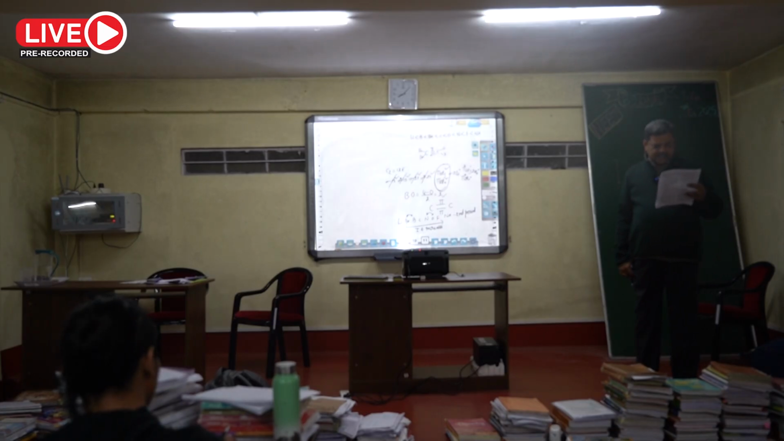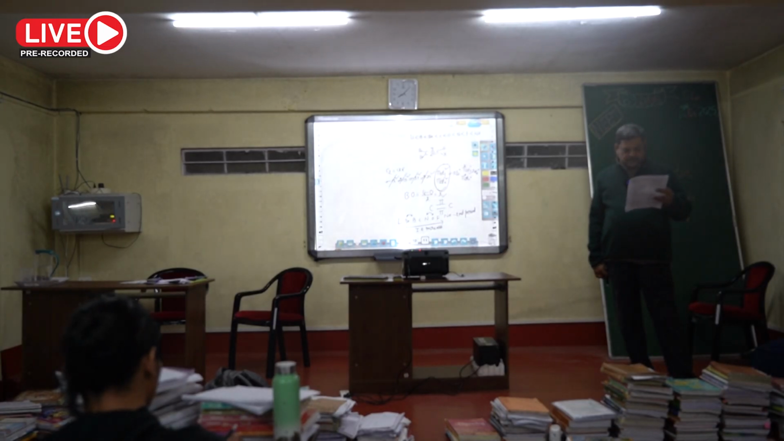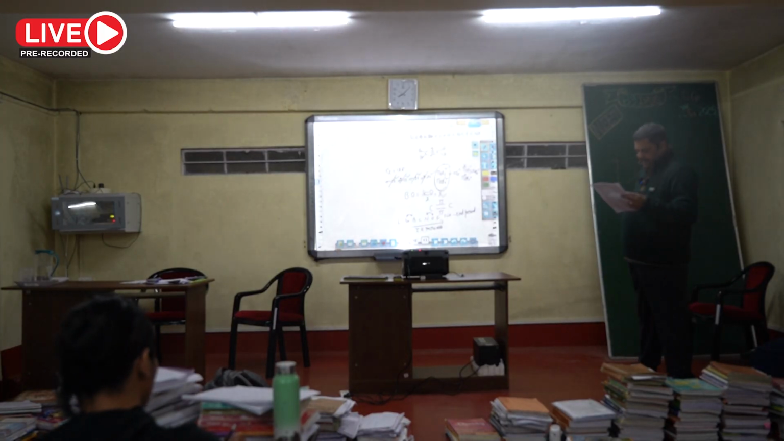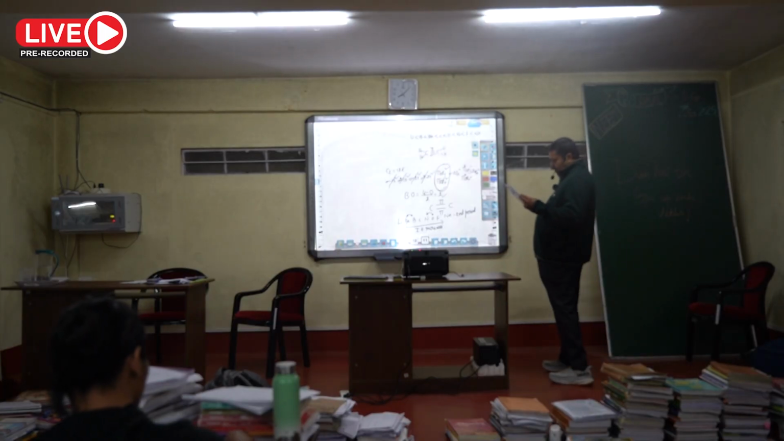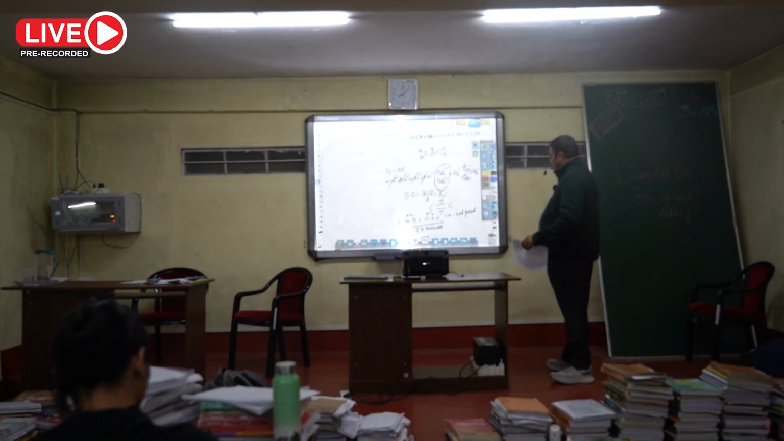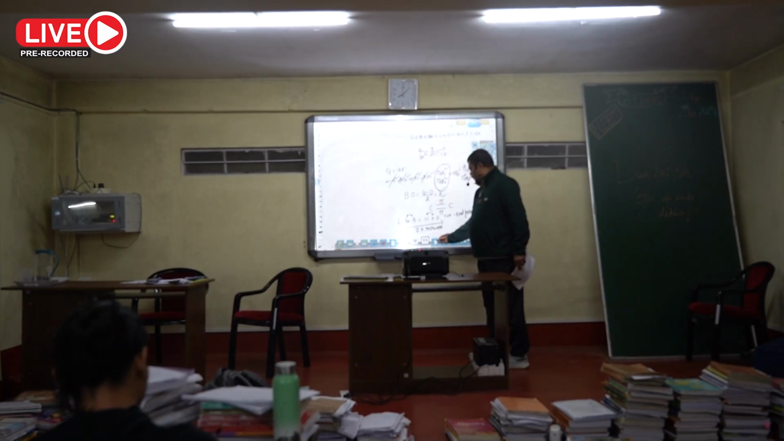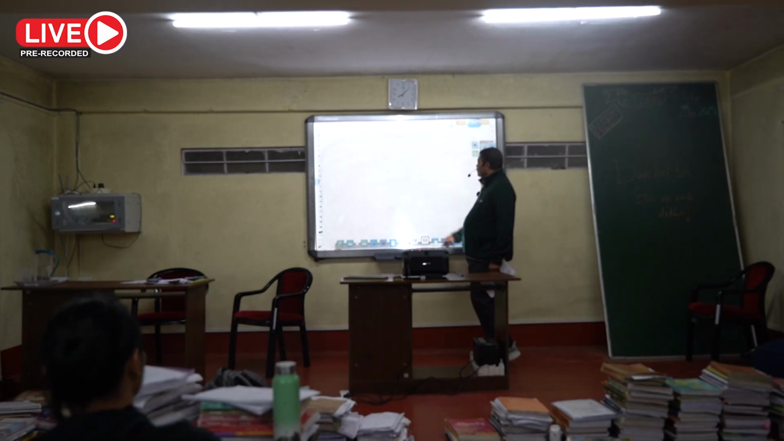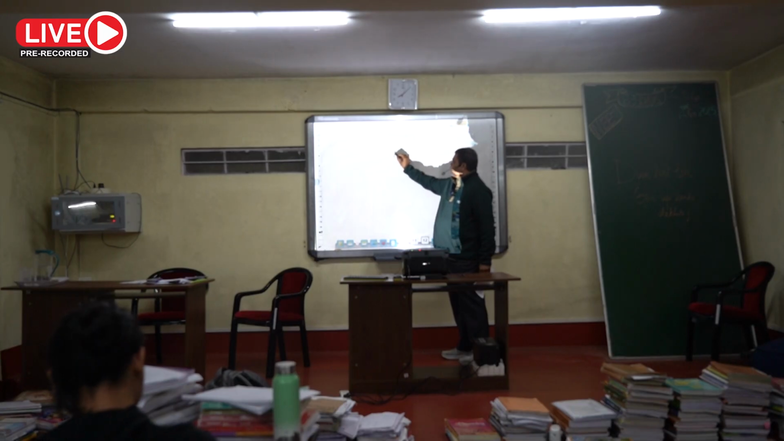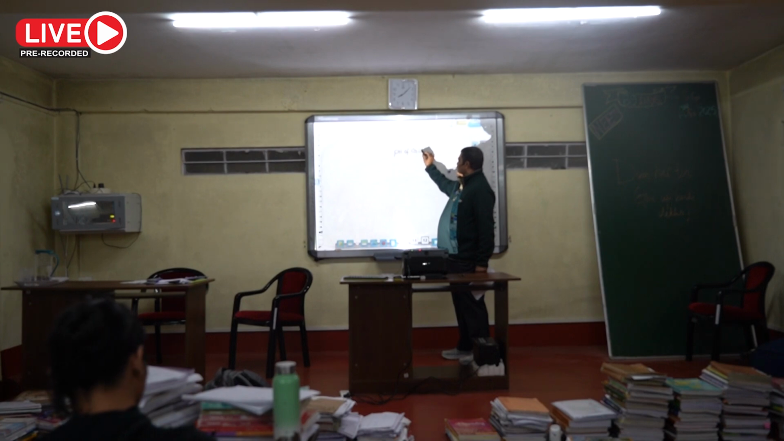Now 62nd question. The pH of a saturated solution of calcium hydroxide is 9. The solubility product Ksp of Ca(OH)2 is... So the pH of Ca(OH)2 is equal to 9. You know pH plus pOH is equal to 14.